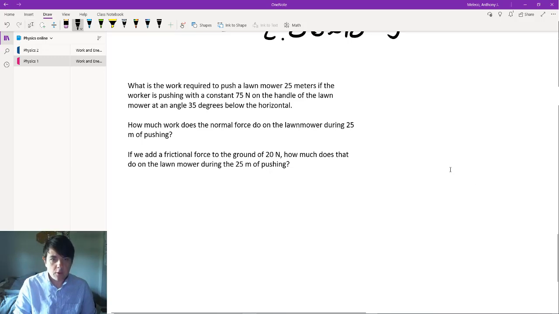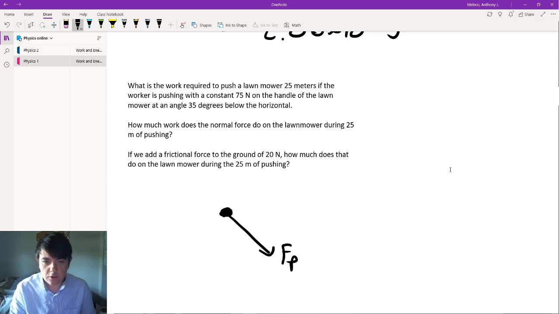If we draw a free body diagram right here, we're pushing it 25 meters with a constant 75 newtons, and it says 35 degrees below the horizontal. So our free body diagram will look like this.